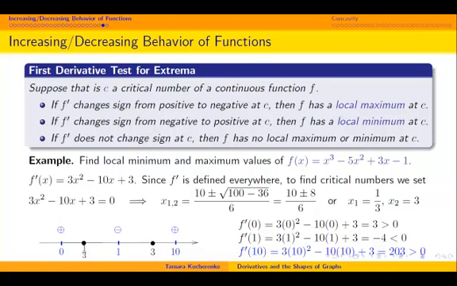We see that at x equals 1/3, the derivative changes sign from positive to negative. Therefore, the function has a local maximum. At x equals 3, the derivative changes sign from negative to positive. Therefore, the function has a local minimum.